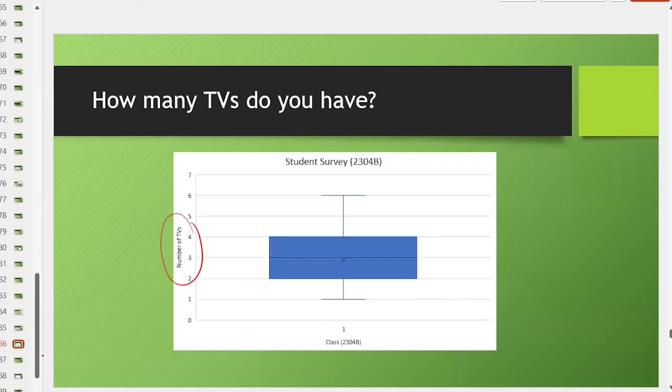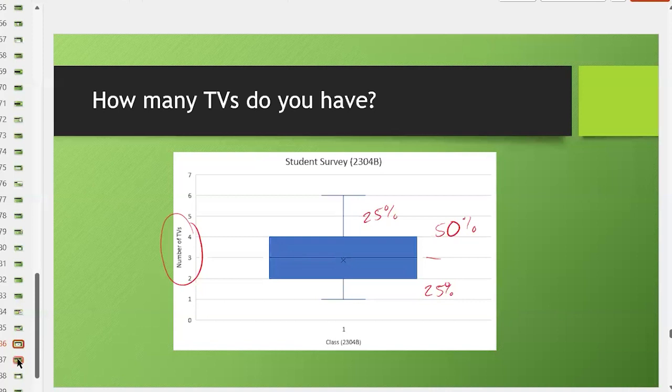We can see that there's 25% of those students who had 2 TVs or less, 50% with 3 TVs or more, and then 25% between 4 to 6 TVs in their homes. And so it's a useful way of visualizing data. Those position representations give us an idea of ways to discuss the data, ways to talk about what the data tell us.